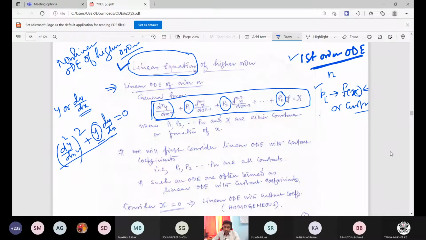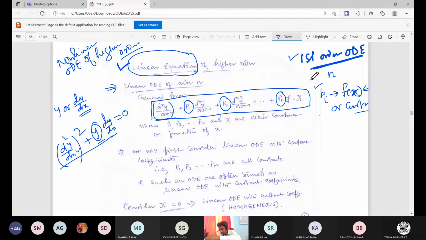So for the time being, we will restrict ourselves to the second order, not second order, but higher order maybe, but linear differential equation. We will not consider any nonlinear differential equation in this course. Of course, that is a very important part, but it is not in this course. Subsequently, next semester, we'll go through the nonlinear differential equation.